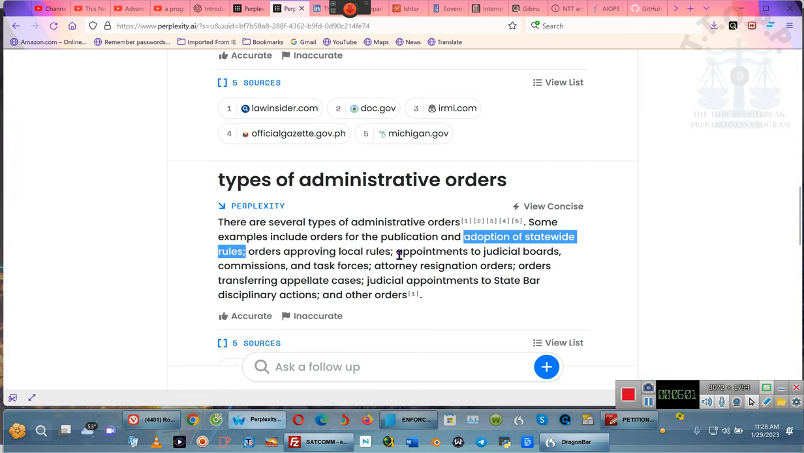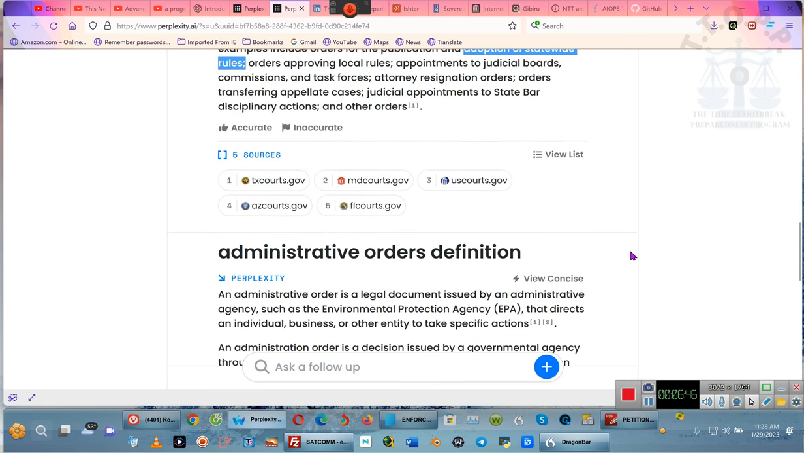Orders approving local rules, appointment of judicial boards, commissions, and task force, attorney resignation orders, orders transferring appellate cases. An order transferring appellate case is, pay attention, an administrative order. Judicial appointment to state bar disciplinary action, and other orders. The courts operate under an administrative capacity. That's why they can, pay attention, issue administrative orders. I didn't say it. You heard right here that the appointment to judicial boards and to the commission are administrative orders. When a judge issues a local rule, local order, that is an administrative order.